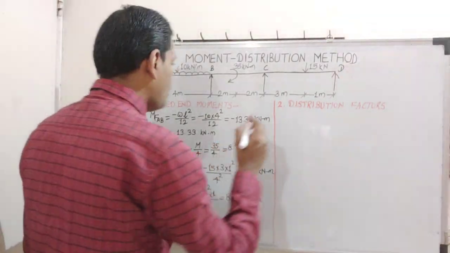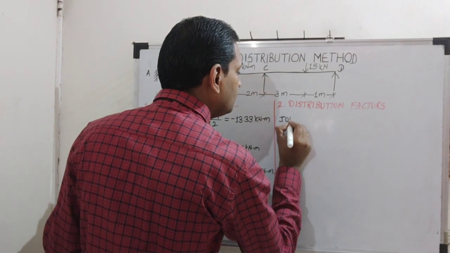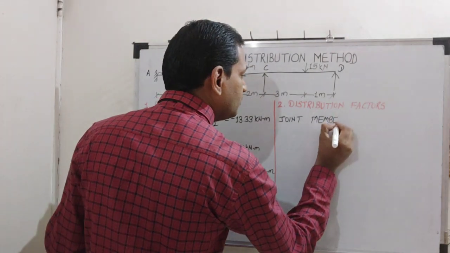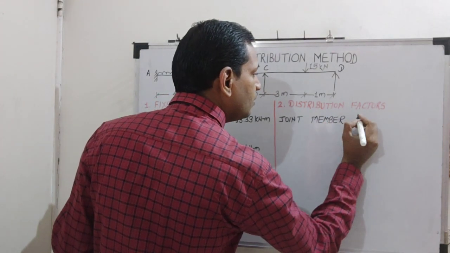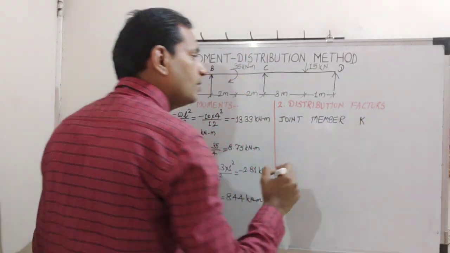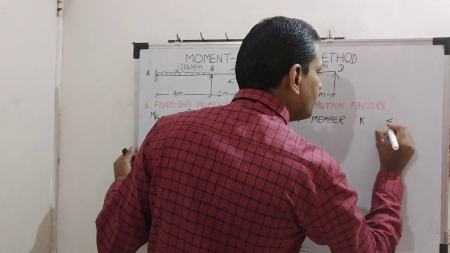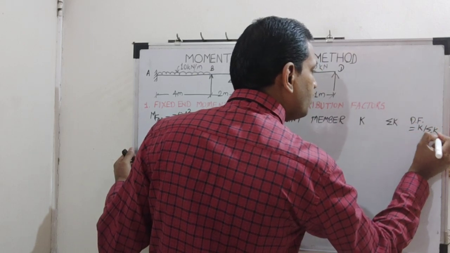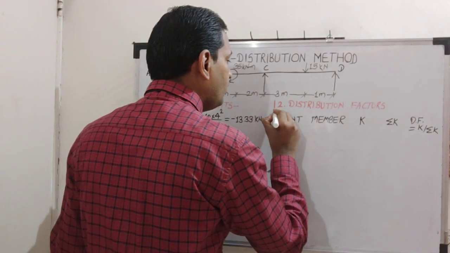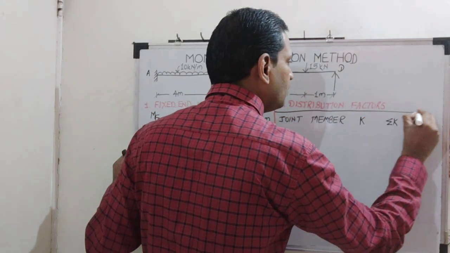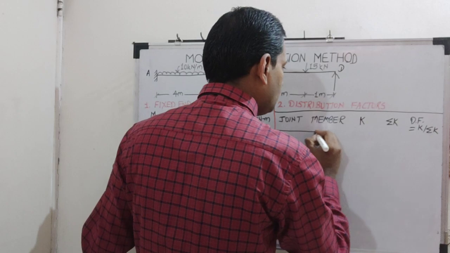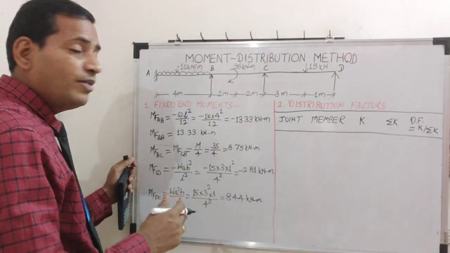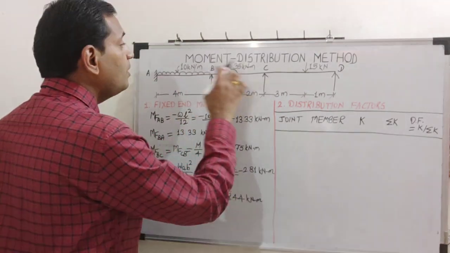First column is joint, then member, then K value. K is the stiffness of the member depending on boundary condition, then summation of K, and then the distribution factor, which for each member is K by summation of K. This is how it is calculated. Now first of all, list the joints. How many common joints are there? There are two. One is joint B, another is C.